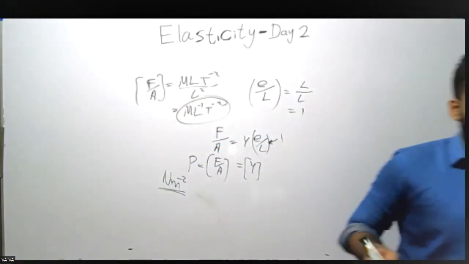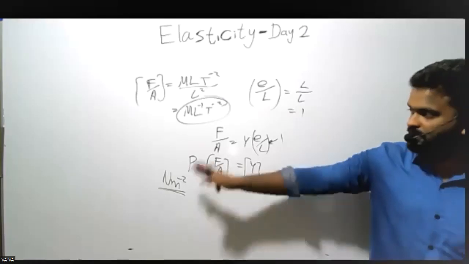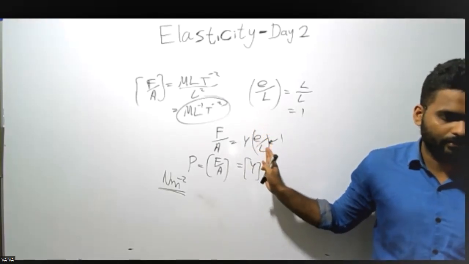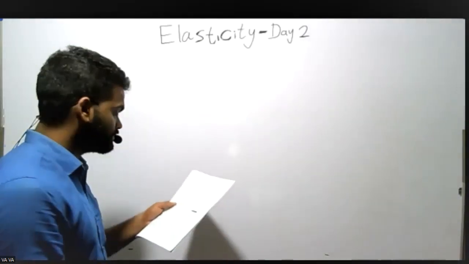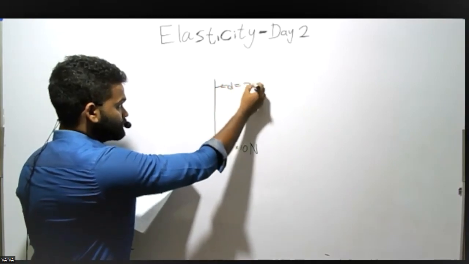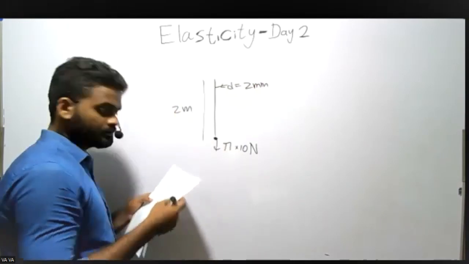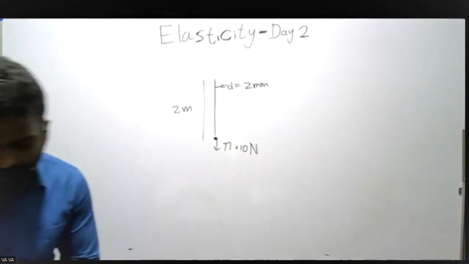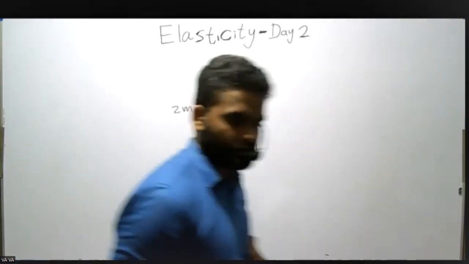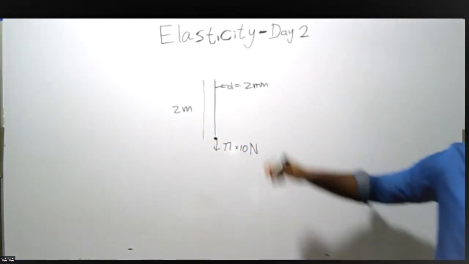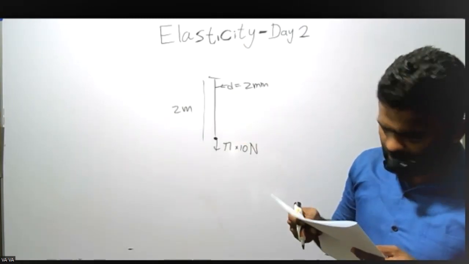Try the third one. And send me the answer quickly. You just have to substitute the values into this equation, right? That's all you have to do. Try the third question. If you want, you can draw a sketch. Diameter is 2 millimeters. Length is 2 meters. So what they ask is Young's modulus, right? The extension also is given. Extension is given as 1 millimeter.